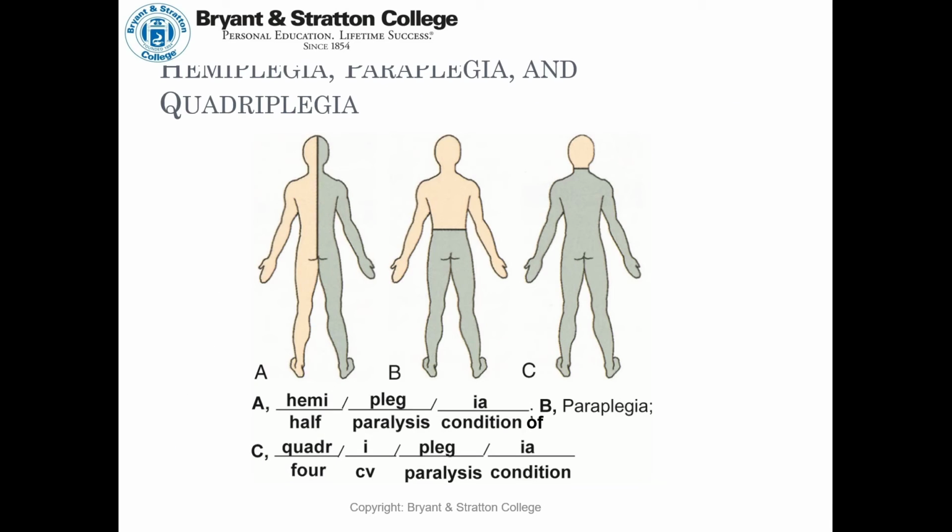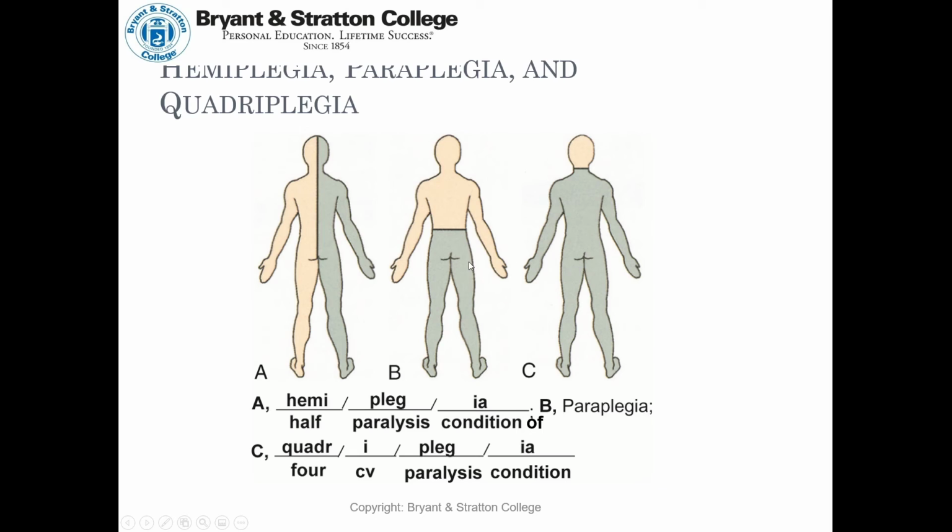So looking here, hemiplegia, paraplegia, and quadriplegia. What we see on C, we have 4 limbs paralyzed. That is quadriplegia. What we see on B is 2 limbs paralyzed. That is paraplegia. And what we see here is just half of the body paralyzed. And that is hemiplegia. It's pretty rare. Sometimes we can see this happen with strokes, where a person has a stroke on the left side of the brain and they can suddenly not move or feel the right side of the body.